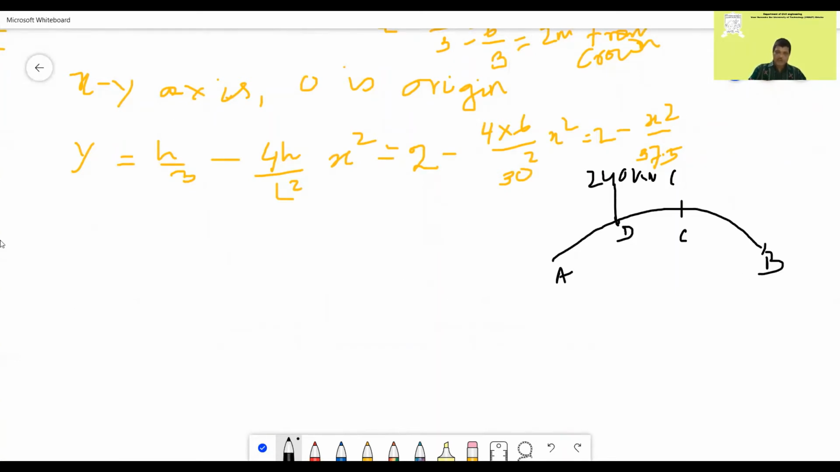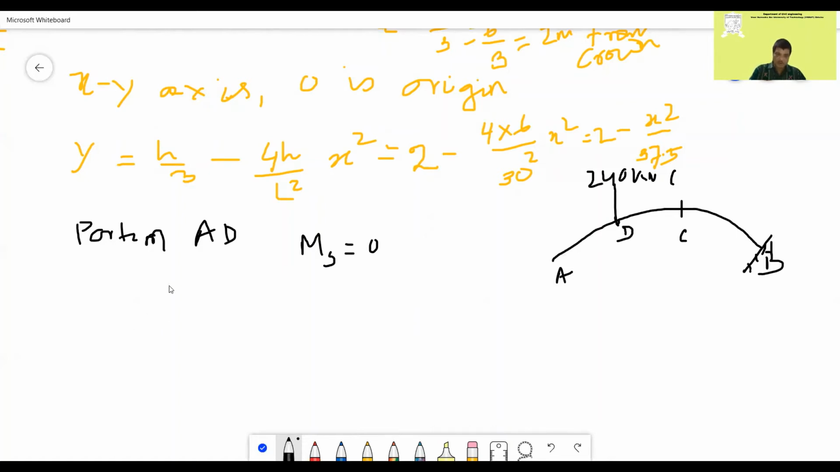Now for this portion AD, what is your moment due to simple supported? Ms is equal to 0. Because we have taken it like this, it is a free thing we have taken, and we have to find these reactions. So from A to D, Ms is equal to 0.